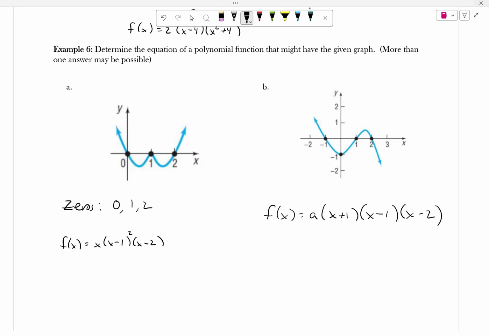I put an a right here to control that vertical stretch. And now we plug in our number. Specifically, we're going to plug in a -1. Is that what we're plugging in? No, the coordinates here are 0, -1. So we're going to plug in 0, and then the output has to be -1.